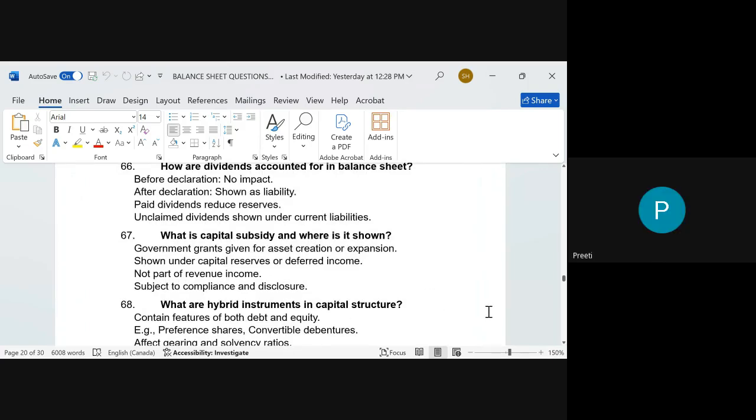What is capital subsidy and where it is shown? Government grants given for asset creation or expansion, shown under capital reserve or deferred income, not part of revenue income, subject to compliance and disclosure.